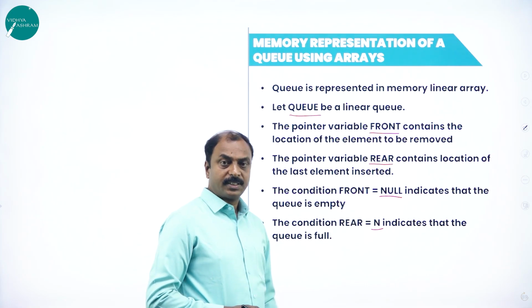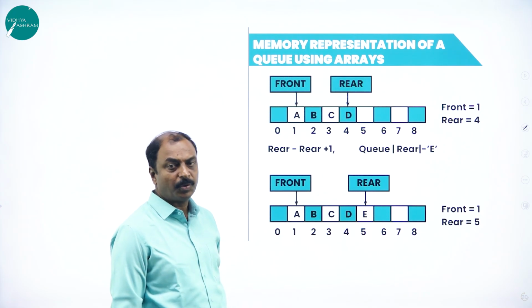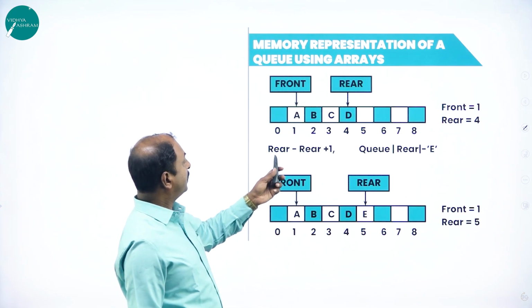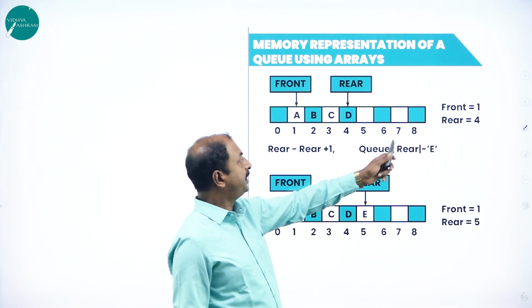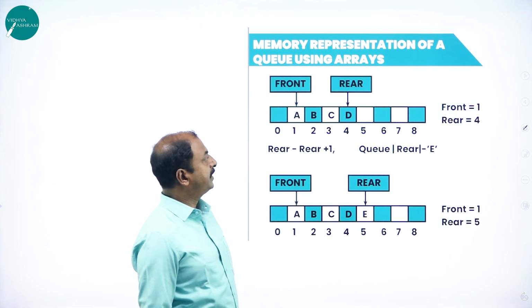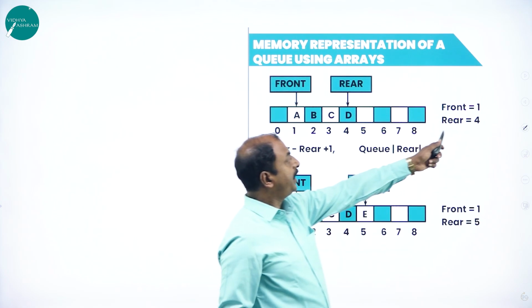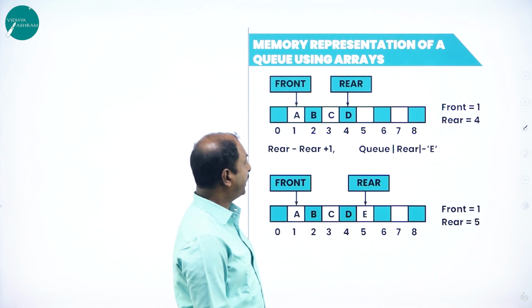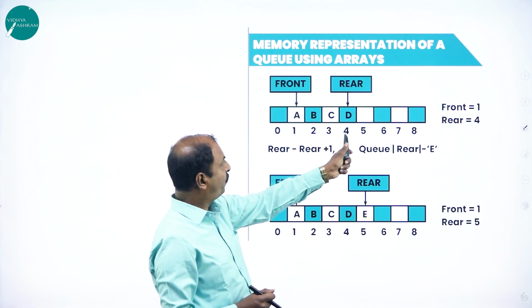These two are the conditions to be referred. Here, how we can represent it in computer memory. Let us take an example. In this example, size is 9 and last index is 8. So, at the beginning, front equals 1. In this example, rear equals 4. It indicates that the last element D is inserted at index 4.